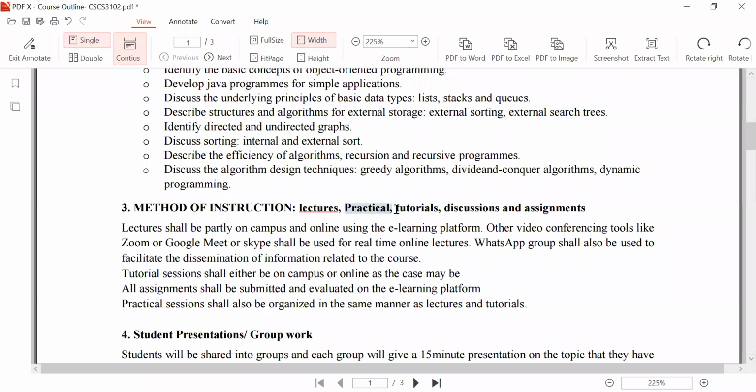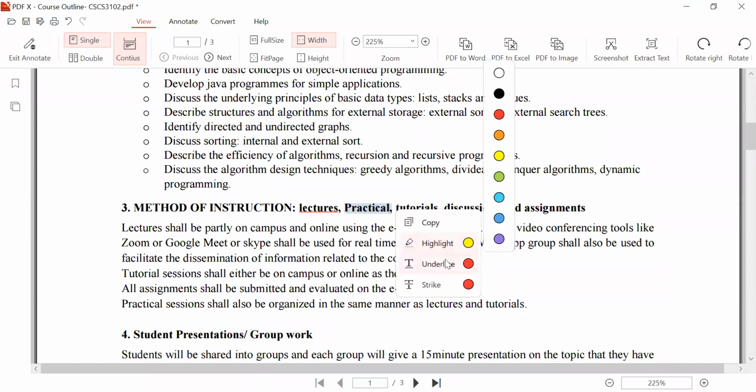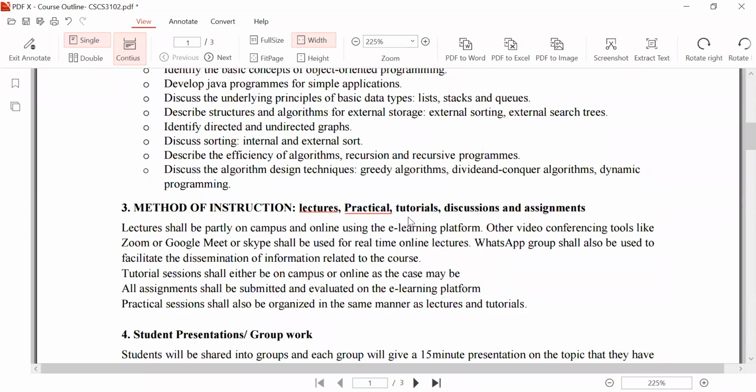We shall also have practical sessions. Most of our lectures will be practical, and it means what? It means you should have a computer. It's very critical for you to have a computer, either a desktop or a laptop, on which you can write your programs even outside our class, or outside the lessons.